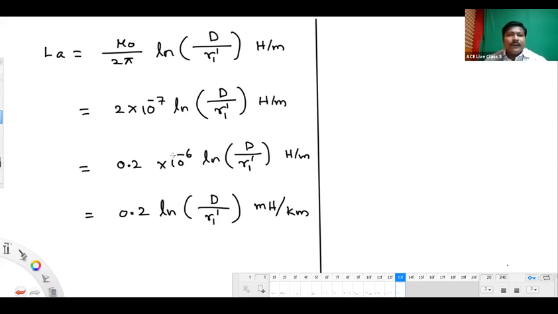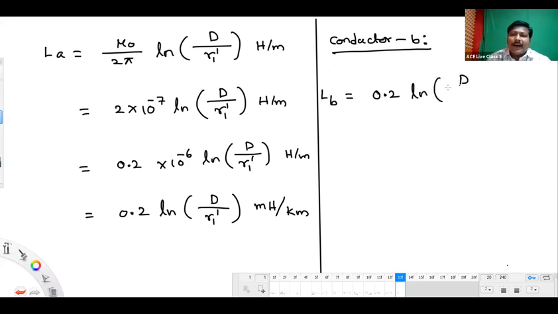Next thing. Let's take up the conductor B also and we will conclude it. What is the LB formula for conductor B? Same equation. 0.2 ln of d by r1 dash, 0.2 LB. In place of r1 dash, you can write it as r2 dash: 0.2 ln of d by 0.7788 into r2, in millihenry by kilometers. Okay, so that is the conductor B inductance.